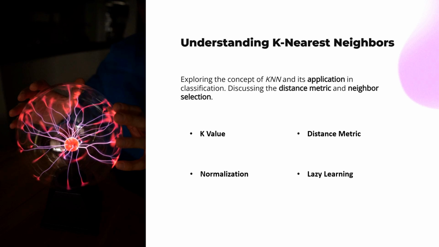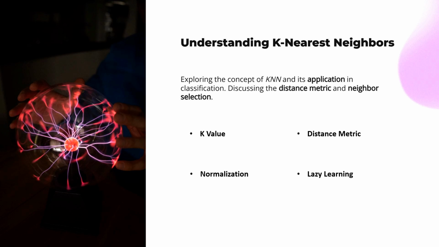Important concepts in KNN. K-value. The number of neighbors considered, K, is a critical parameter. A lower K-value can lead to overfitting, while a higher K-value can result in underfitting. A common approach is to test various K-values to find the optimal one.